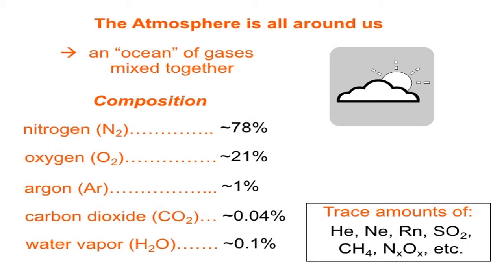The atmosphere is all around us, an ocean of gases mixed together, and it is composed of nitrogen N2, which is 78%, oxygen O2, which is 21%, argon Ar, which is 1%, carbon dioxide CO2, which is 0.04%, water vapor H2O, which is 0.1%, and other trace amounts of He, Ne, Rn, SO2, CH4, NOx, and more.